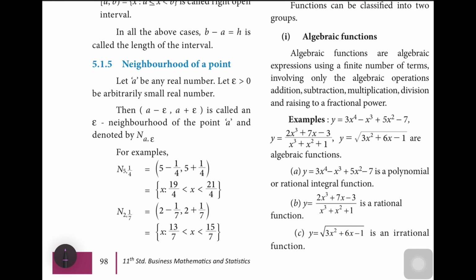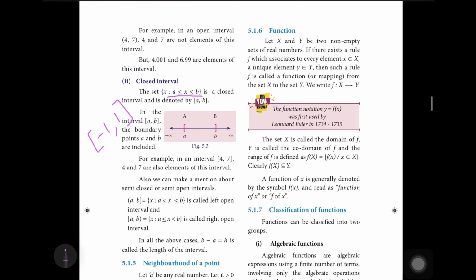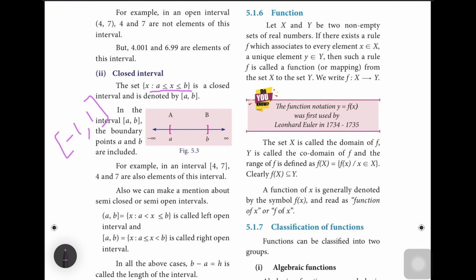Neighborhood of a point. For this, we take an arbitrarily small real number epsilon, and the open interval (a - epsilon, a + epsilon) is called the epsilon neighborhood of the point. Now, function. Let x and y be any two non-empty sets, we can define a function, and we write f is a function from x to y.